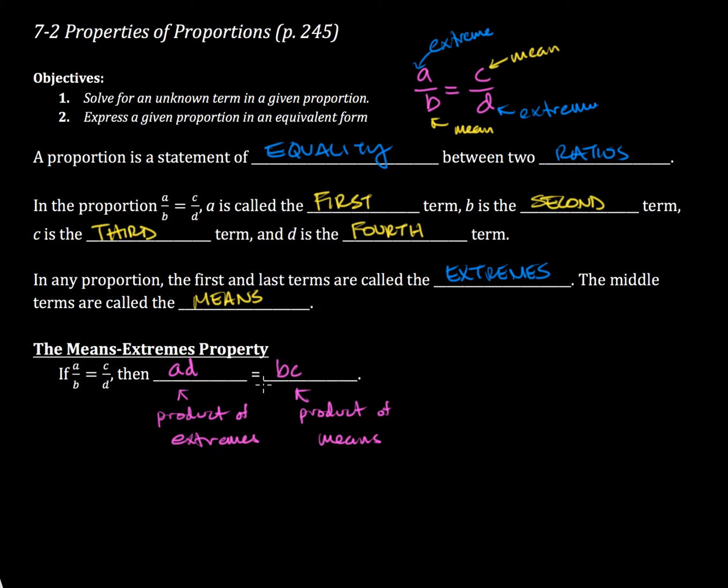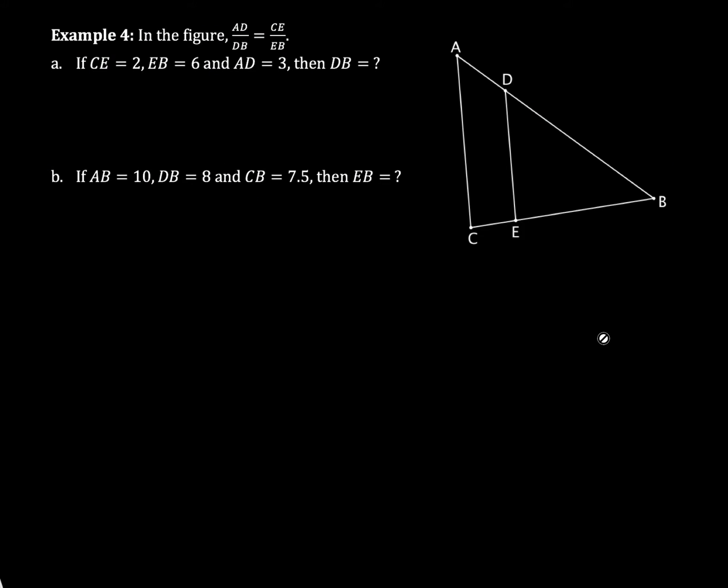Now this should look familiar to you. You probably refer to this as cross multiplying. Or somebody at one point might have described it to you as the cross product of the proportion. It's the same thing. Technically it's called the means extremes property, but you might know it by these names, cross multiplying or taking the cross product. So let's look at a couple examples of what we can do with this.